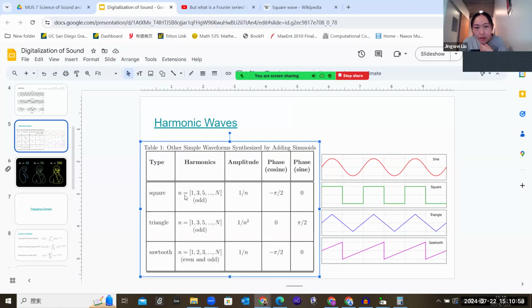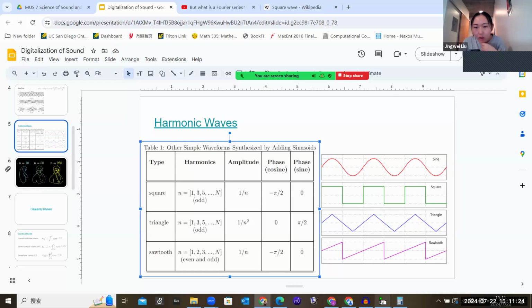So here you are adding the odd harmonics together, and the amplitude is given by 1 over n. So n is these numbers. The first harmonic is of amplitude 1. The third is 1/3. The fifth is 1/5. It's 1/n amplitude, and the phase is sine. So you are actually adding sine waves here.